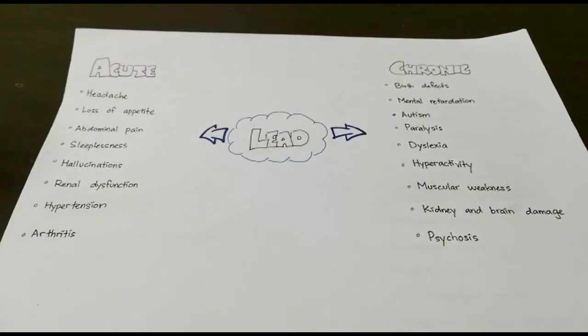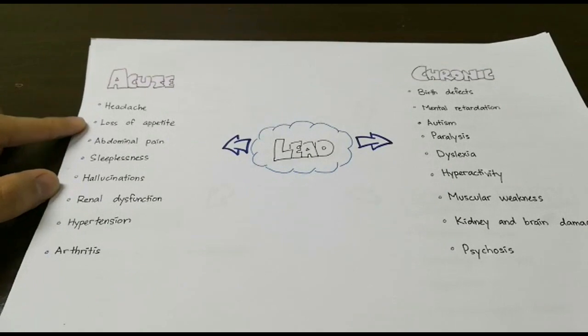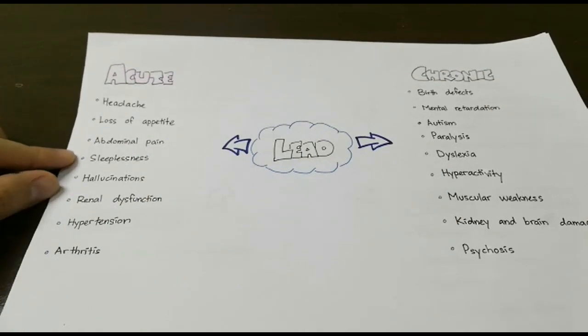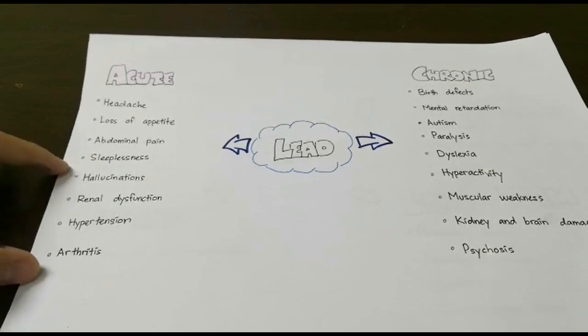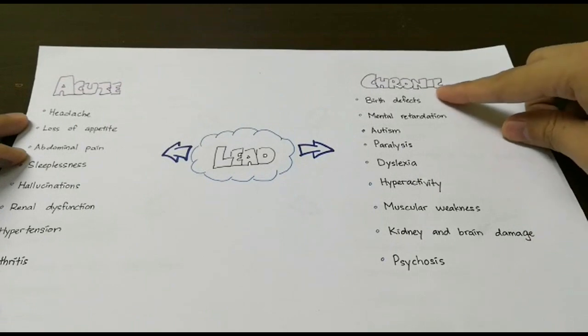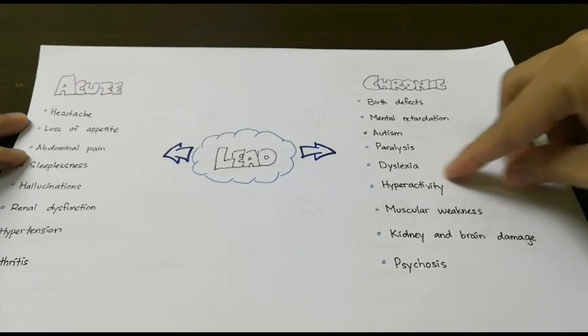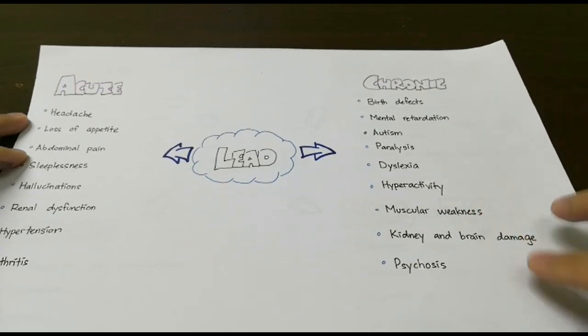For lead exposure, as we all know, lead exposure can have serious consequences for the health of people, as it will attack the central nervous system. The following are the side effects of exposure to a high dosage of lead. For acute effects, it will be headache, loss of appetite, abdominal pain, sleeplessness, and the following here. For the chronic effects, there are birth defects, mental retardation, autism, paralysis, dyslexia, hyperactivity, muscular weakness, and these two as well.